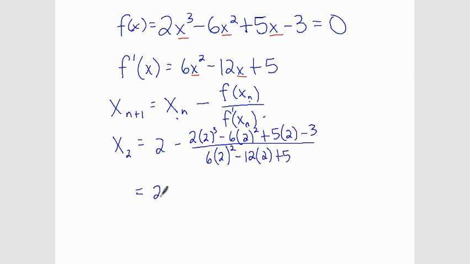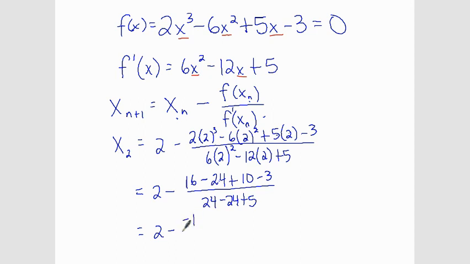Okay, so we get 2 minus, we get 2 times 2 cubed, that's 16, minus 2 squared is 4, times 6 is 24, 5 times 2 is 10, minus 3, divided by, in the denominator we got 6 times 4, so that's 24, minus another 24, plus 5. This ends up giving us 2 minus, so we got 16 minus 24, that's negative 8, plus 10 is positive 2, minus 3 is negative 1, and then these will cancel, so we just get 5 in the denominator. So this ends up being 2 plus 1/5, so that is effectively 2.2. Now what we would do at this point is plug 2.2 back in the formula and loop it.